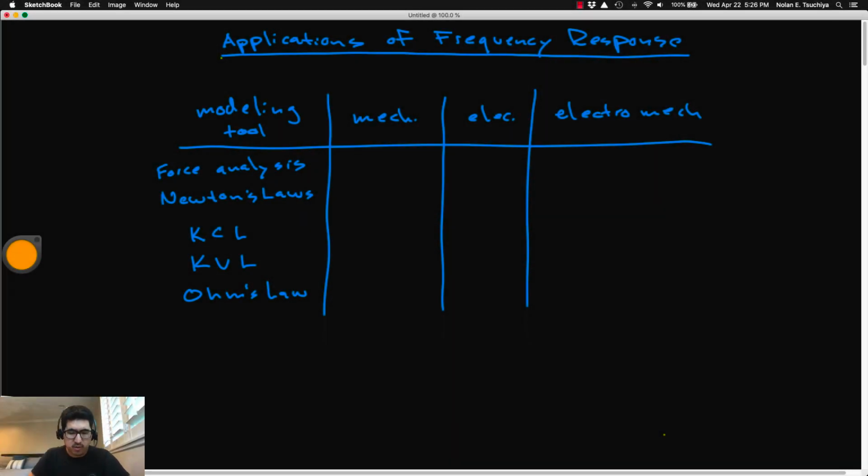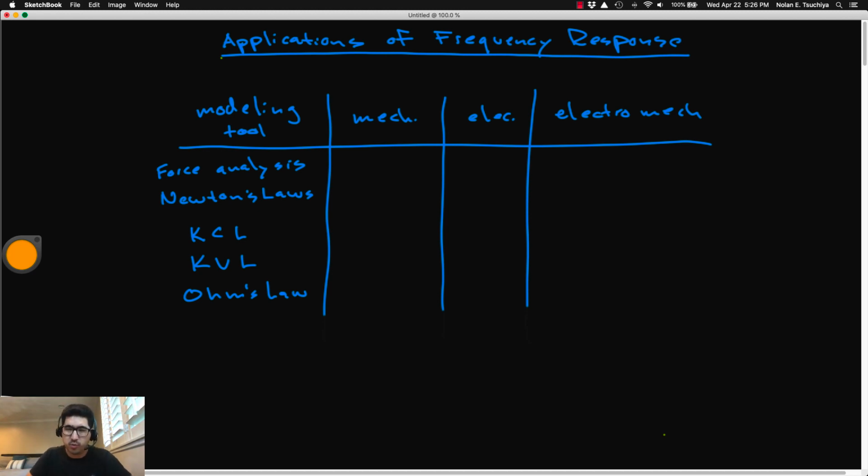Okay, so we've been looking at frequency response for the past few lectures now. And as promised, we're going to start to look at some applications of the frequency response concept. But before we do, we kind of have to take a step back and think about the types of systems that we can describe and analyze using the frequency response concepts.